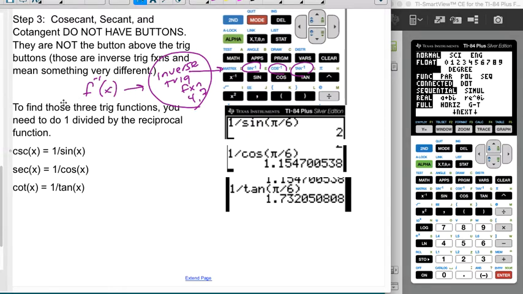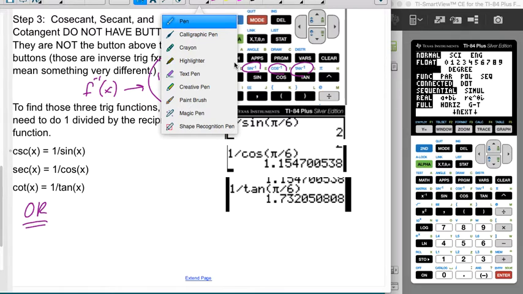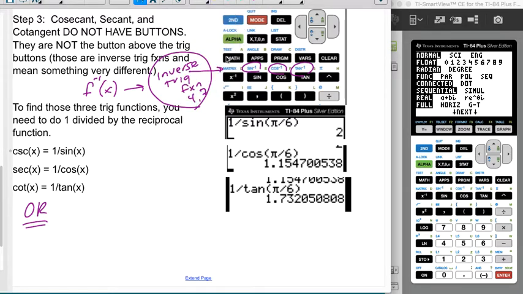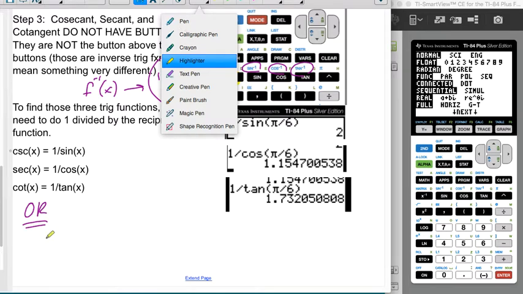So in order to type cosecant, secant, and cotangent, you either have to do 1 divided by the value, like 1 divided by the sine, or the other way to do it is to use this inverse button. Let me just highlight this for you right here. This inverse button right here. So the other way to do it is that you could type out, hang on.